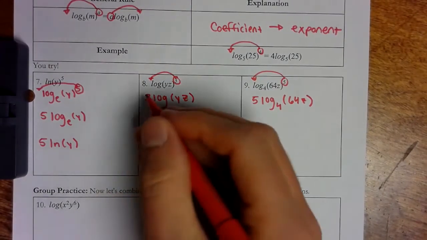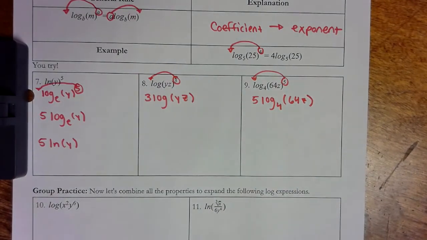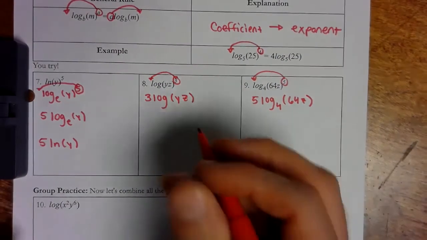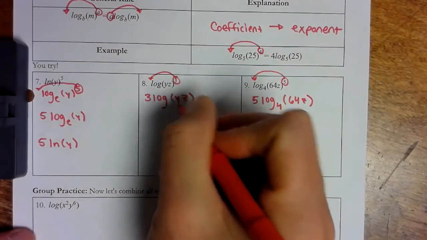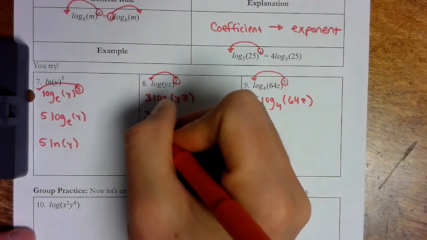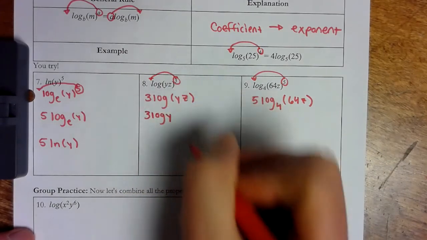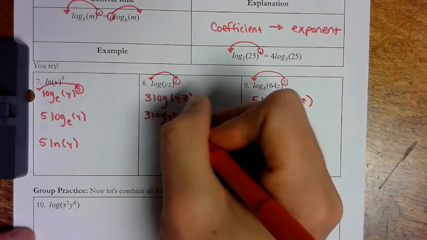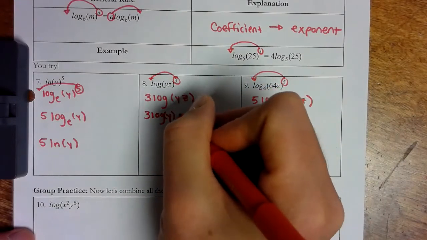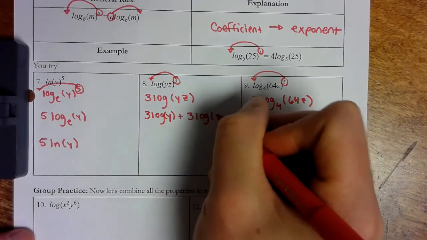When I do that and we have this coefficient, that coefficient needs to follow with every new log that we write. So if I were to take this even further, y z is y times z. So this is an example where multiplication is going to lead to addition. So 3 log of y, remember that's base 10, would be the same as 3 log of z.